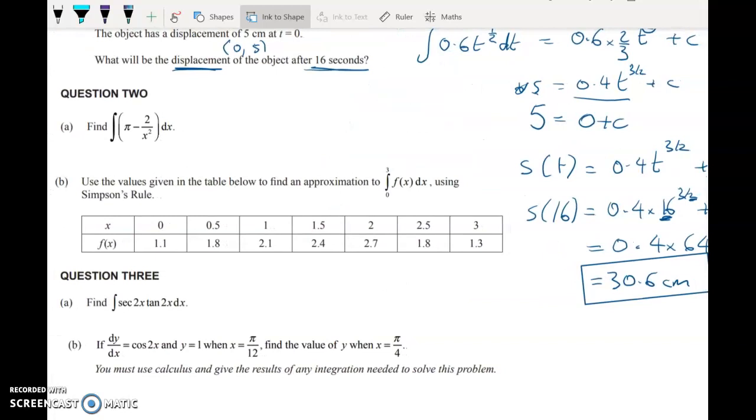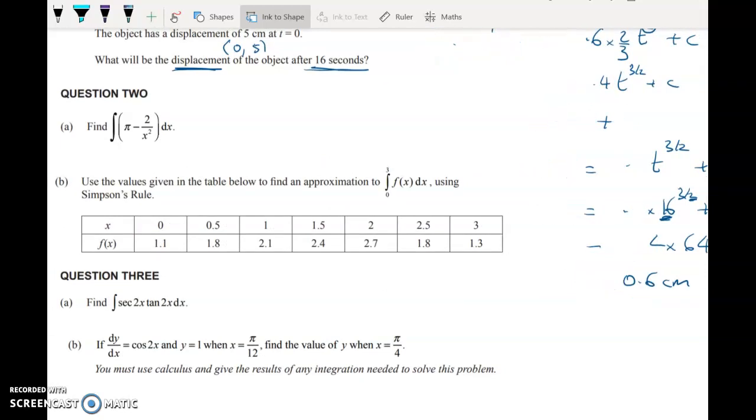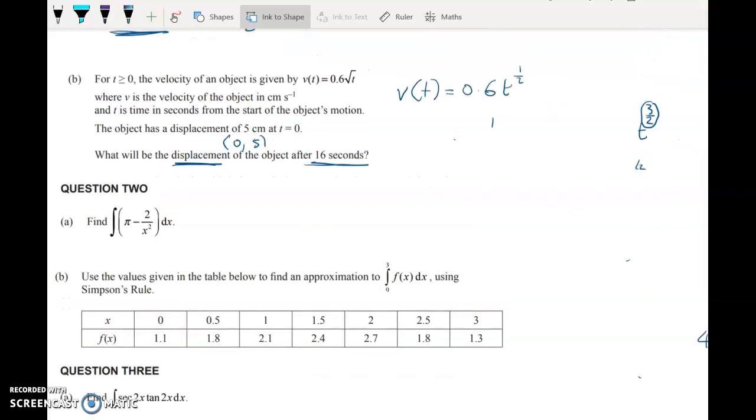Right, question 2. Well, you can see that we've got a Simpson's rule coming up in the second part of this. But the first part is just another straightforward anti-differentiation. I'm going to write it before I muck it up though as a negative power, so it's pi minus 2x to the negative 2 dx. I really recommend that you do that as well.